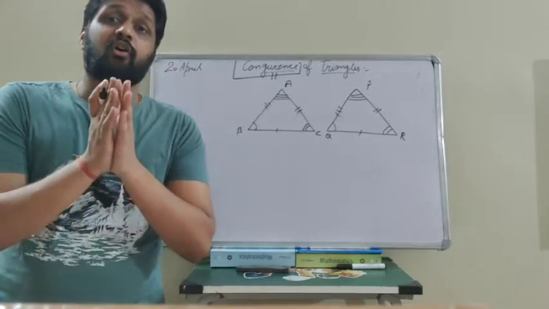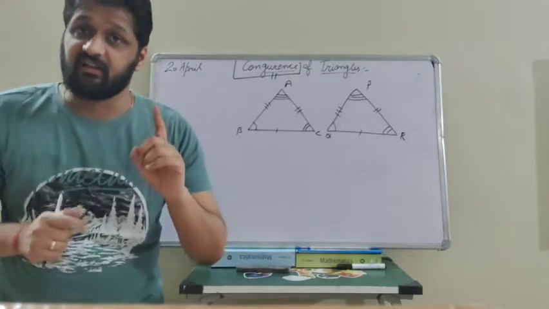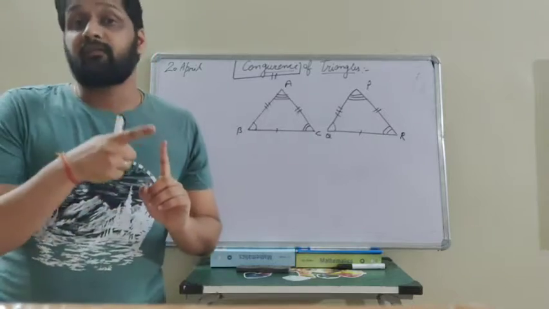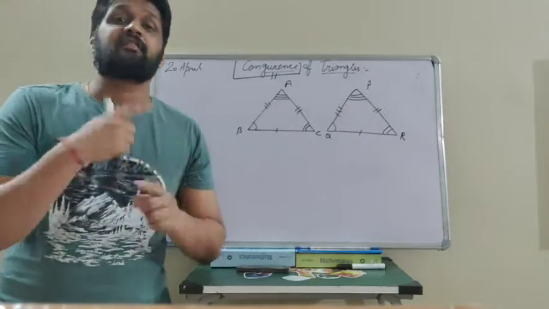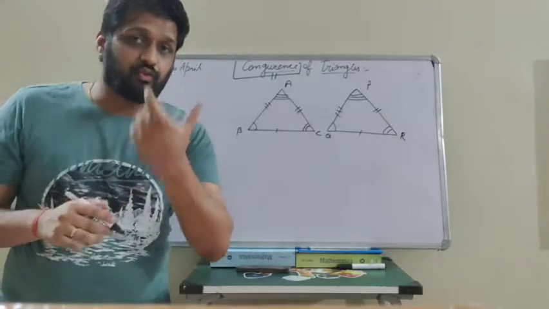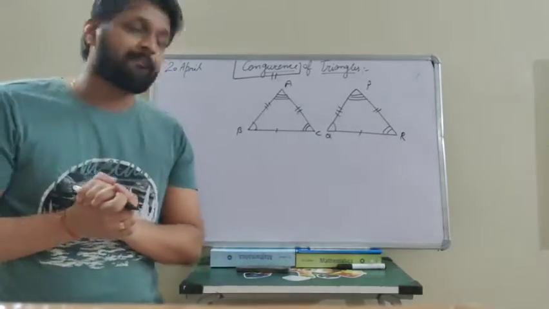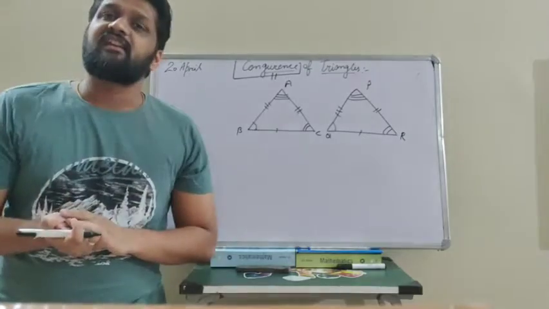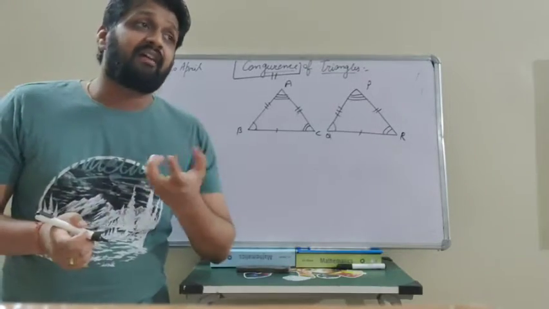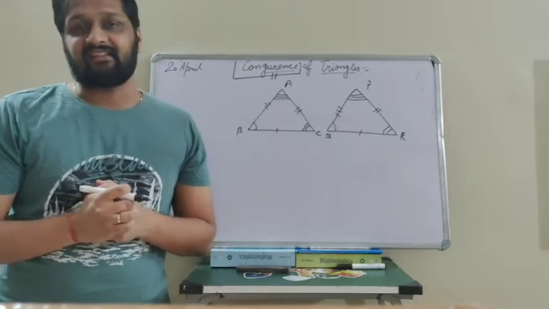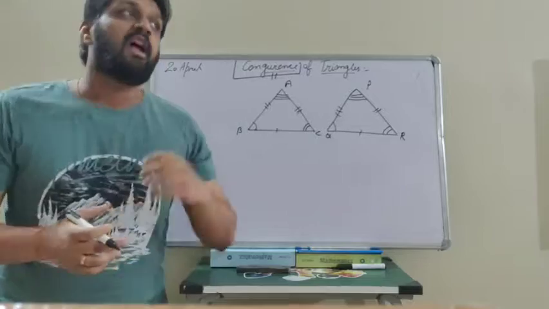When triangles are congruent to each other, remember this: their sides will be equal and their angles will be equal. And when their sides and angles are equal, it means their perimeter and their area will also be equal. Then only we can say that the two triangles are congruent to each other. For the congruency of triangles, we have certain cases, certain criteria. Based on those criteria, we can say that the triangles are congruent to each other.